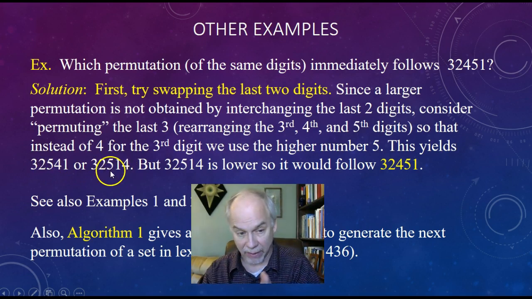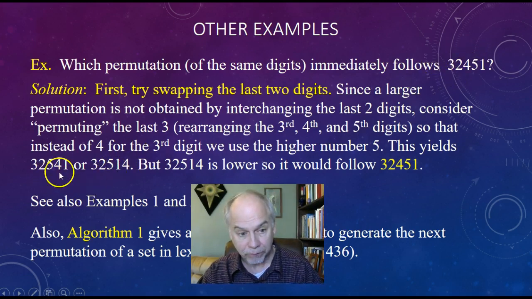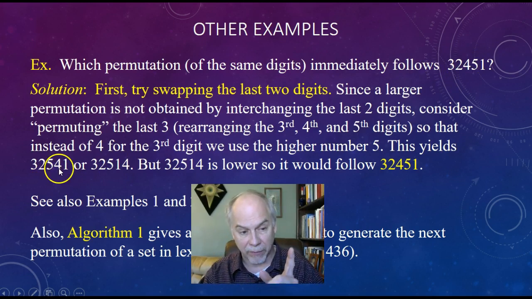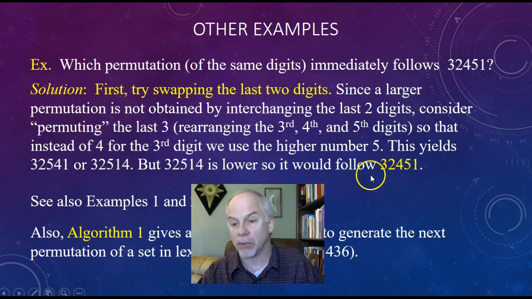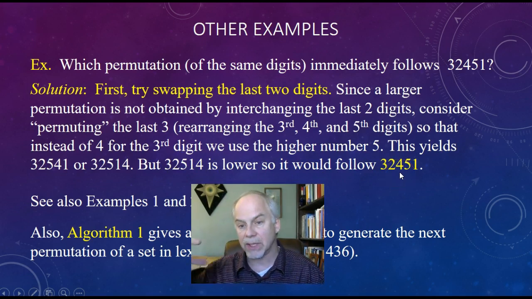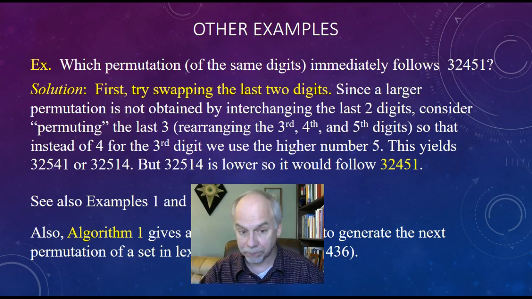So if you put the 5 in the third position, because it's the next higher one after the 4, then you have left over the 1 and the 4 to place. And if you put the 4 next, that's not the next one. The next one would be the 3, 2, 5, 1, 4. But 3, 2, 5, 1, 4 is lower, so that would follow the 3, 2, 4, 5, 1. So we're trying to find the next permutation that immediately follows 3, 2, 4, 5, 1. And it'll be 3, 2, 5, 1, 4.